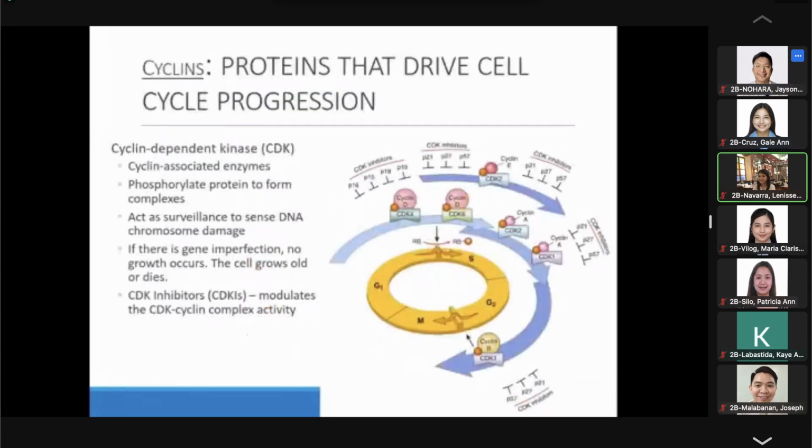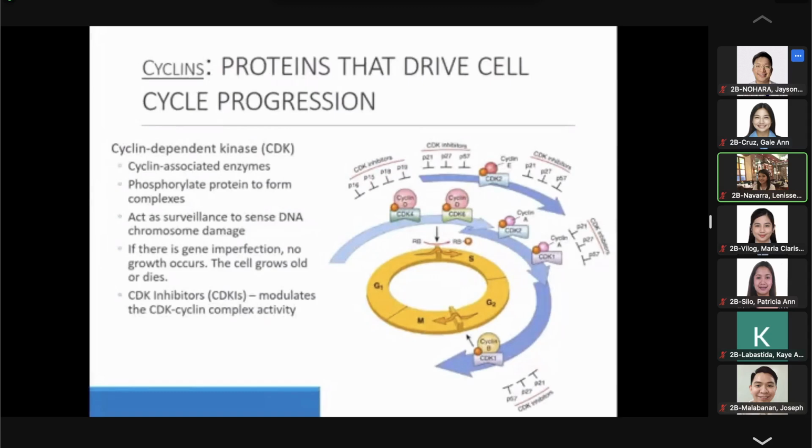So let's go to cyclins. The cell cycle is regulated by activators and inhibitors, and this is chaperoned by proteins which we call cyclins, and they are a family of proteins that control the progression. So cyclin-dependent kinases, or CDKs, are enzymes that are associated with cyclins. They phosphorylate proteins to form complexes and act as surveillance to sense any DNA chromosome damage.